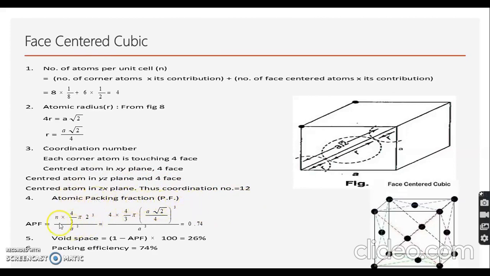Atomic packing fraction is n into 4 by 3 pi r cube, divided by a cube. But what is n? n is equal to 4. So 4 into 4 by 3 pi r cube. But what is r? r is a root 2 by 4, whole cube. a cube and a cube will cancel, and with all the numbers, they will give you 0.74. And so therefore the packing efficiency is 74%. And when you take the void, it is only how much? 26%. So this seems to be the highest packed structure.